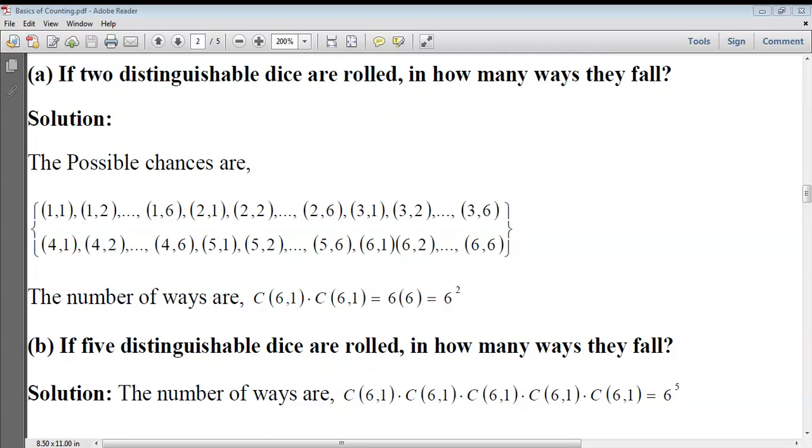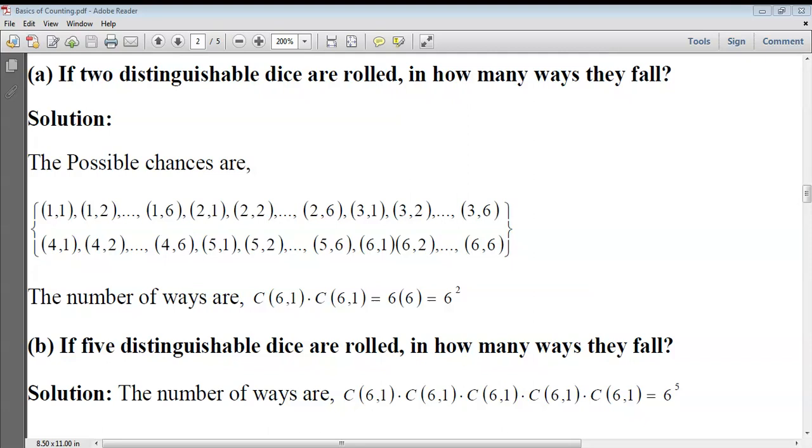Since two dice are thrown, for the first die the number of ways is 6, and for the second die the number of chances is 6. So in total there will be 6 into 6 chances, that is 6 square chances.